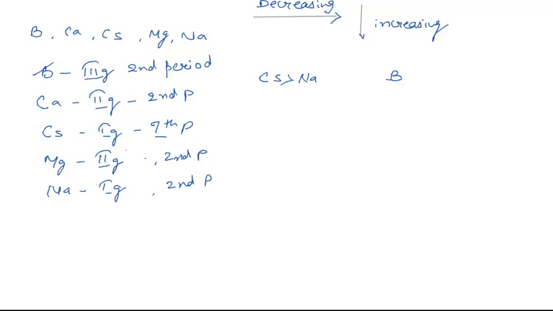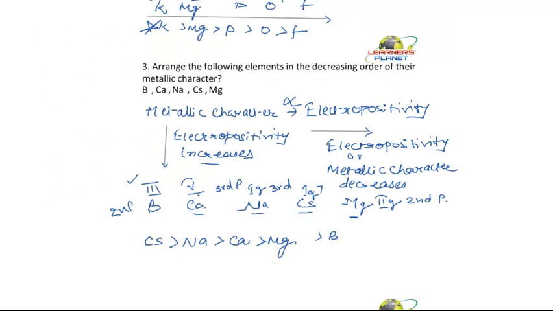Then again first group has sodium. Then second group, there are two elements, that is magnesium and calcium. So which one is coming below? Calcium. So calcium would be more metallic than magnesium, than boron. This is the way we arrange, okay? But the basic thing which you need to remember is what happens across the period, right? So this is your answer.